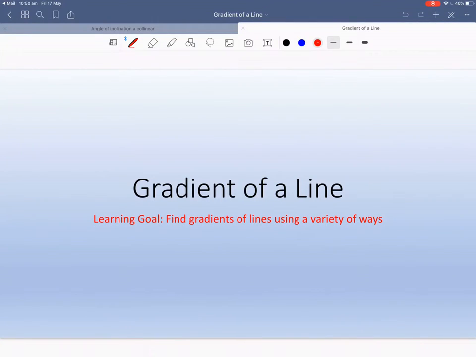In this lesson, we're going to look at the gradient of a line. We're going to find gradients of lines using a variety of ways, and there are actually two parts to it, but we'll get through what we're going to get through. Essentially, gradient means slope. Slope is more the colloquial way that we say something, but if we say that the hill has a very steep gradient, it means it's a very steep slope. So gradient is slope.